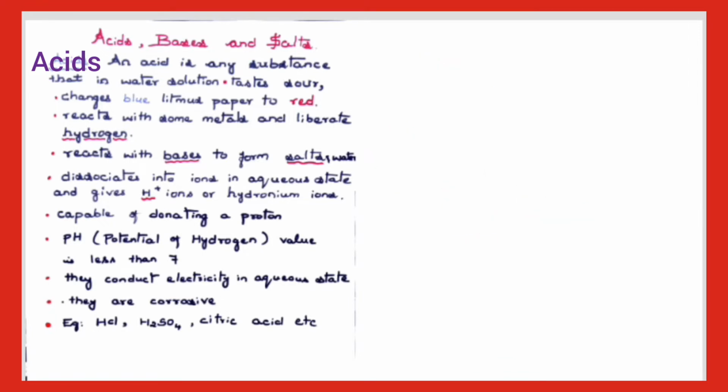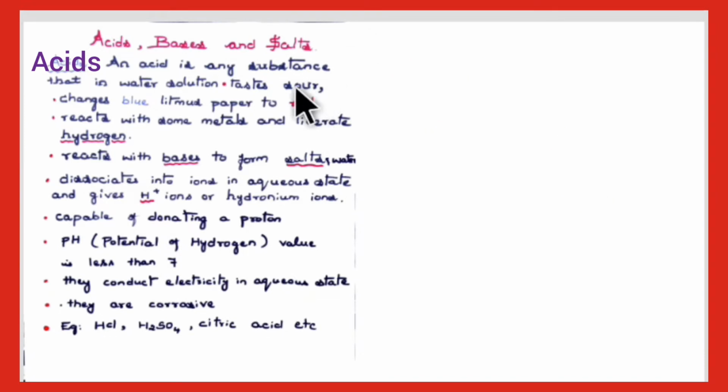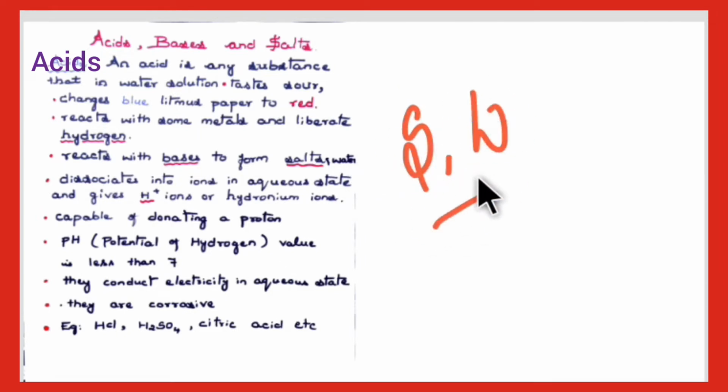Then it reacts with some metals and liberates hydrogen. This is very, very important. Acids react with bases to form salt and water. Here the concept we have taken is acid. Acid reacts with bases to form salt and water. Next, acids dissociate into ions in aqueous state and give H plus ions or hydronium ions.